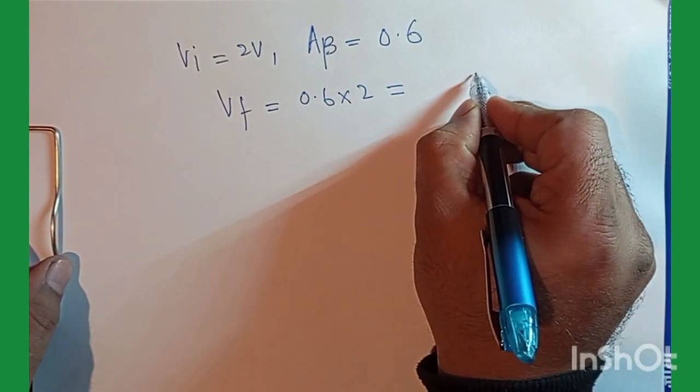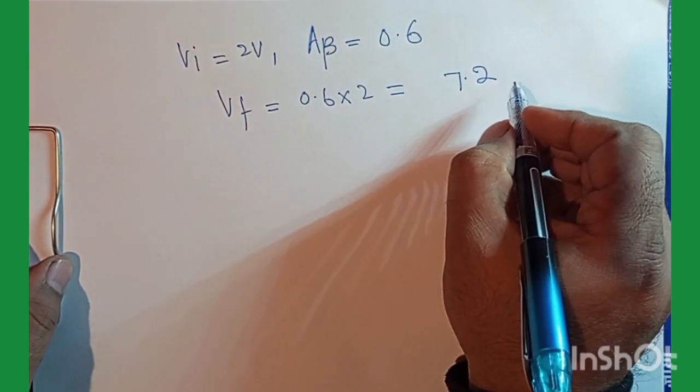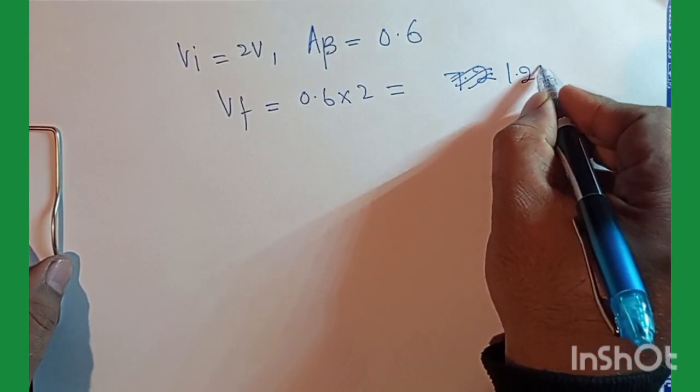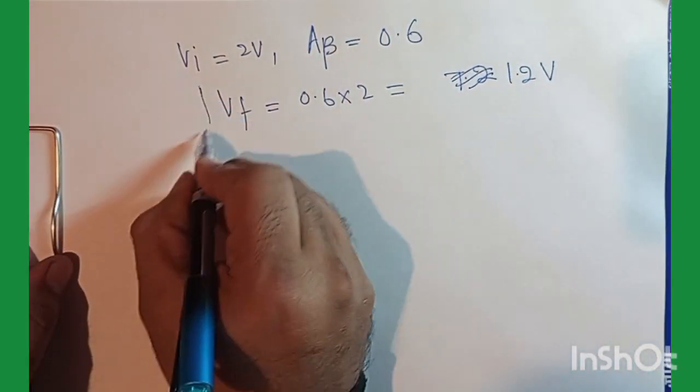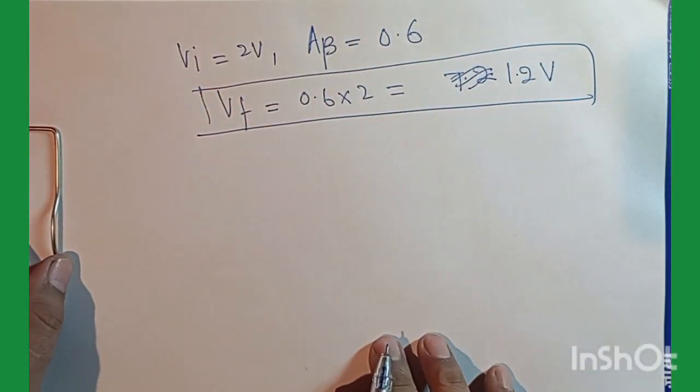So this will be 2.7. Sorry, this is 1.2 volts. So what do we see here? We see that the feedback voltage that we have obtained is 1.2 volts, right?